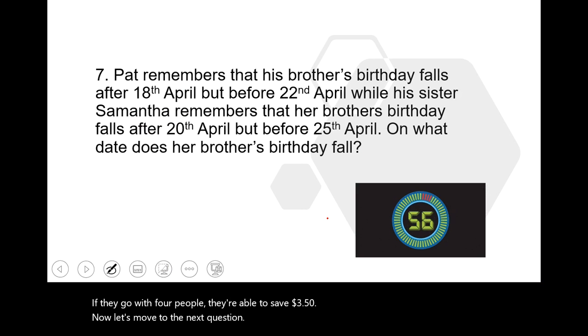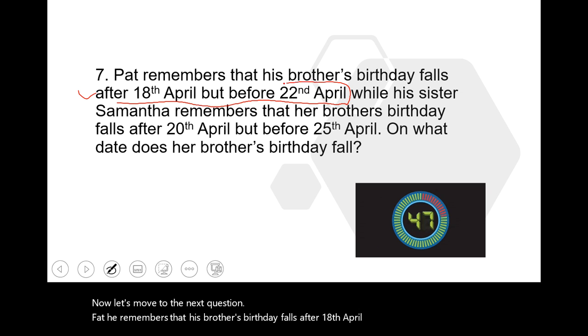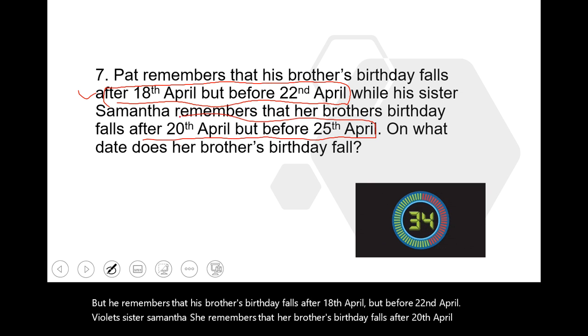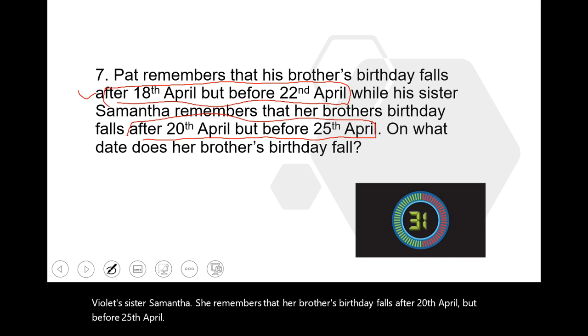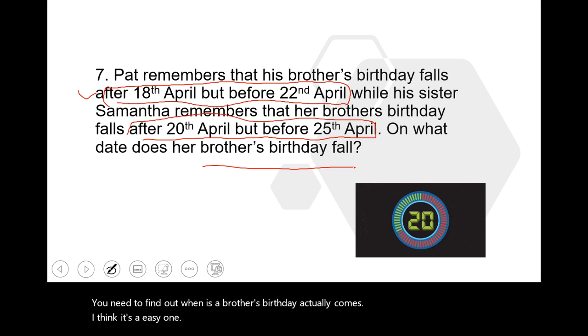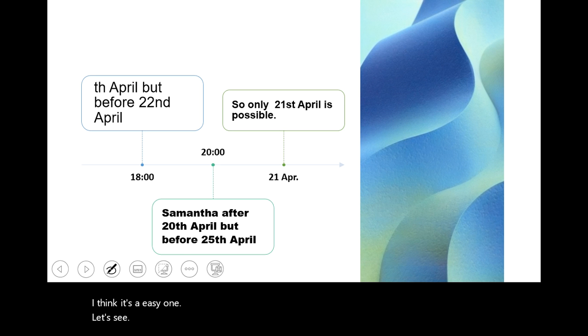Pat remembers that his brother's birthday falls after 18th April but before 22nd April. While his sister Samantha remembers that her brother's birthday falls after 20th April but before 25th April. So now what we should do? You need to find out when the brother's birthday actually comes. I think it's an easy one. Let's see how to solve this.